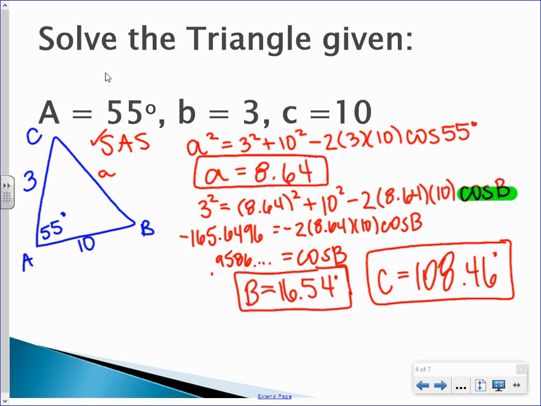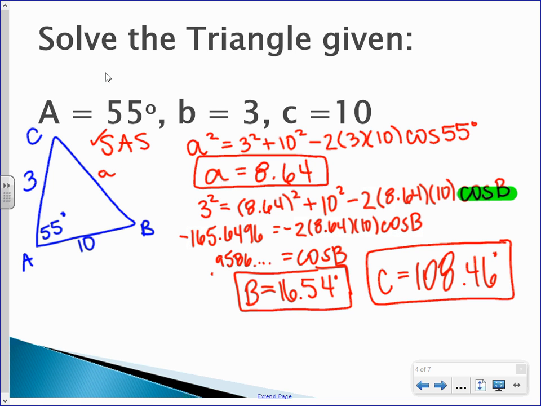Now, the issue with switching to the law of sines is that side-side-angle is what? It's the ambiguous case. Okay? The given information of side-side-angle is the only time you're going to have two triangles. This set of given information, side-angle-side, there's only one triangle.